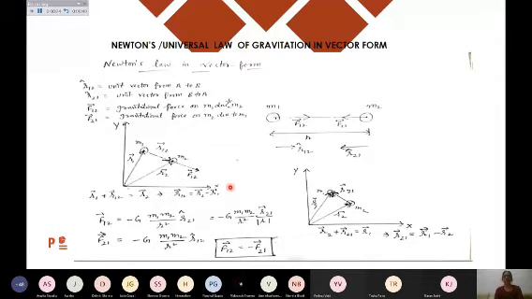This is your previous knowledge. Today we want to write Newton's law in the vector form. Of course Newton's law of gravitation, or if I say universal law of gravitation, it's the same thing. Whatever way it can be asked, the answer will be the same.